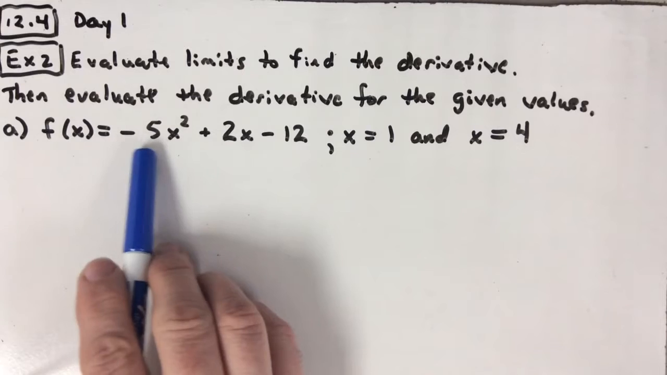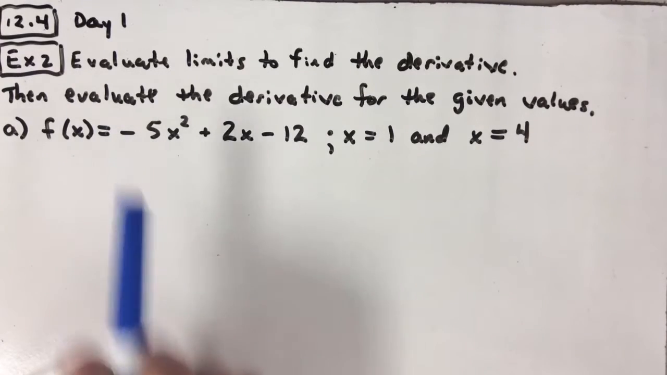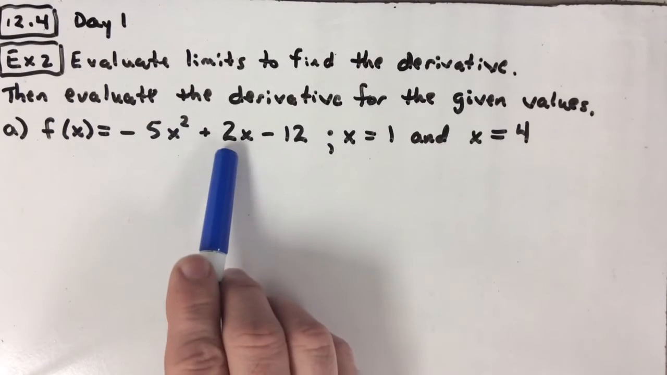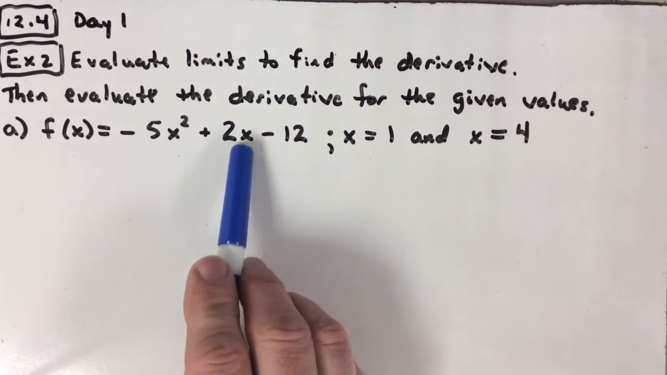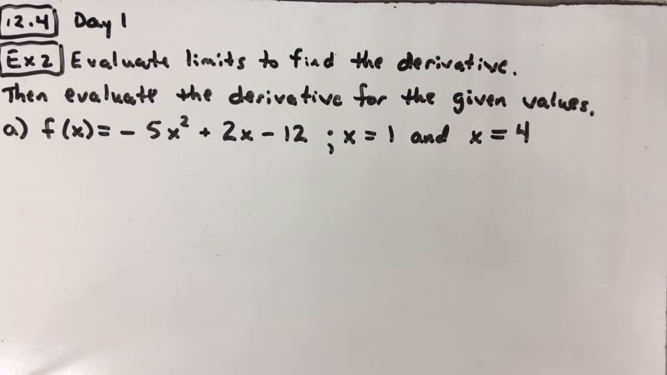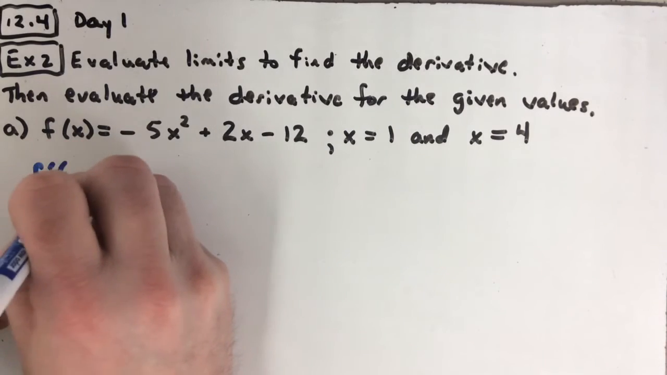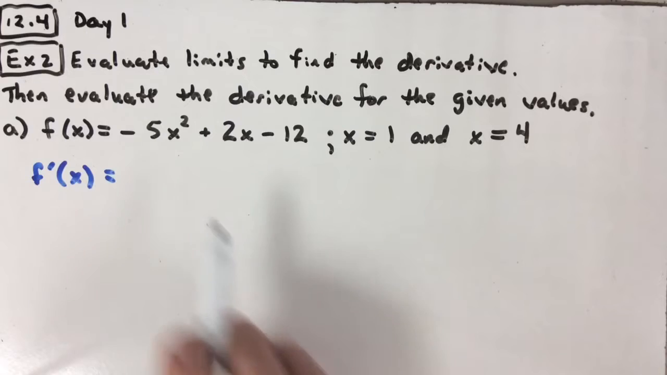f of x is equal to this trinomial. In order for us to use our power rule shortcut, we need to have x raised to a power, and we do have that for each one of these. Here we have an x squared, here's an x to the first power, and really that's an x to the 0. So I don't need to change anything. I can just calculate the derivative, f prime of x. I'm going to do this in one step this time instead of laying it out piece by piece.